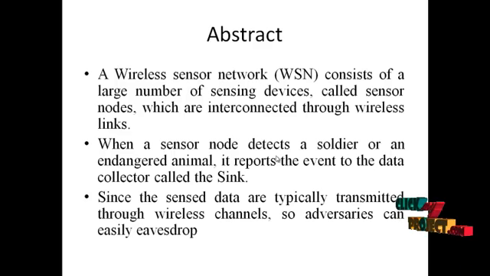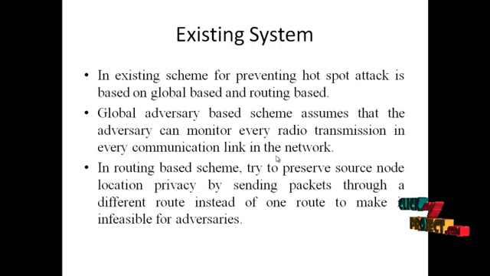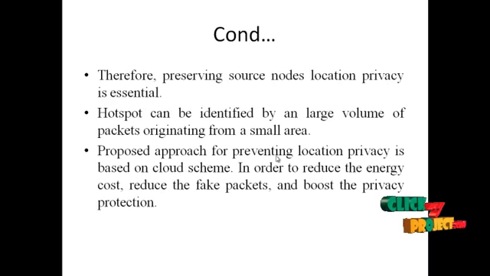Since sensed data are typically transmitted through the wireless channels, adversaries can easily eavesdrop. Therefore, preserving the source node location's privacy is essential. In existing systems, they protect the source node location's privacy based on global-based and routing-based techniques. But these techniques are not very efficient. So in our proposed system, we use the cloud-based scheme for protecting the source location's privacy. Thereby, using the cloud-based scheme, we can efficiently reduce the energy, packets sent, and privacy risk.